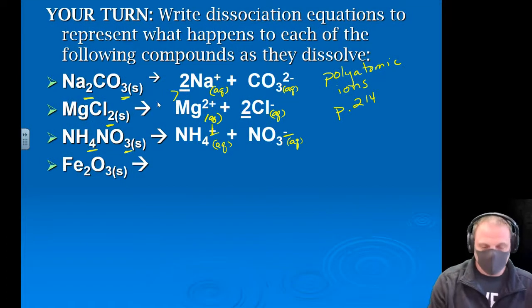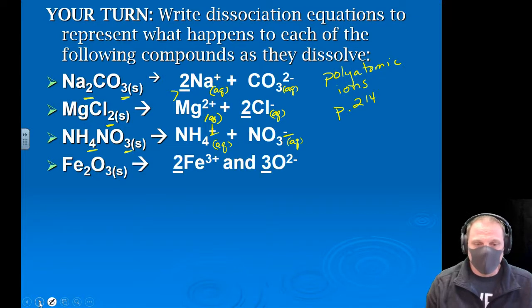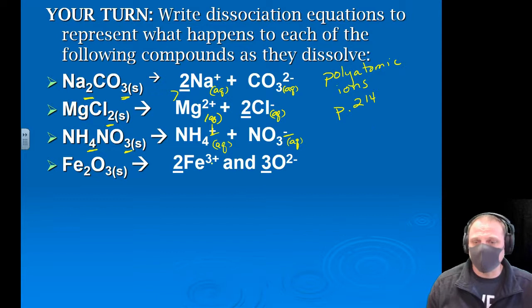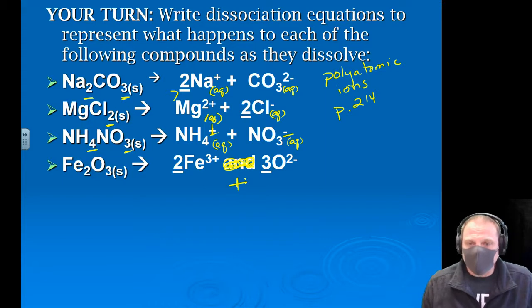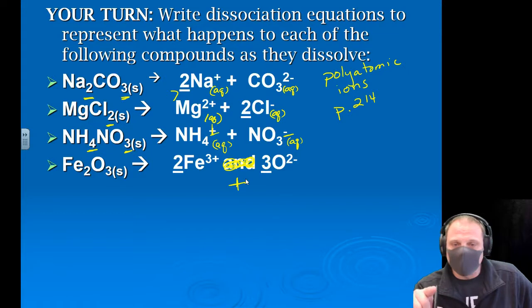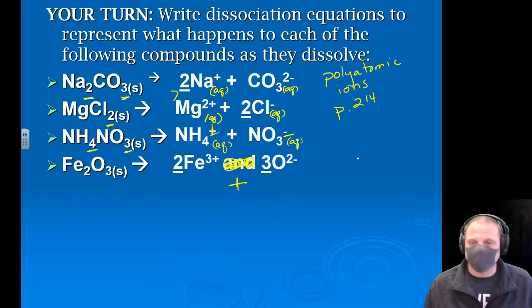Okay, so let's see how you did. On this one, you should have had 2 Fe3+ and 3 O2-. Now, we don't need that in there, right? This could have just been a plus sign. But I'm guessing that some of you might have missed the idea that this was an Fe3+. Okay, and you're like, well, how do I know what that charge is?